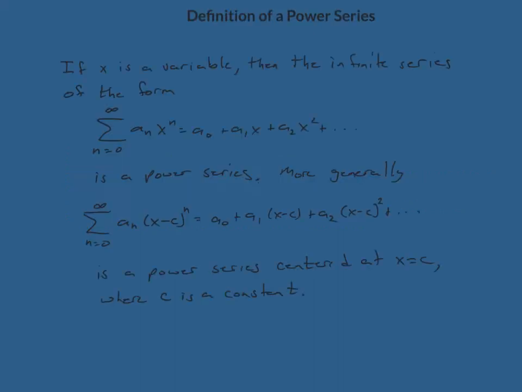So let's look at a definition of a power series. If x is a variable, then the infinite series of the form the sum from n equals 0 to infinity of a sub n x to the n, which is a sub 0 plus a sub 1 x plus a sub 2 x squared plus a sub 3 x cubed, and so forth, all the way down, is called a power series.